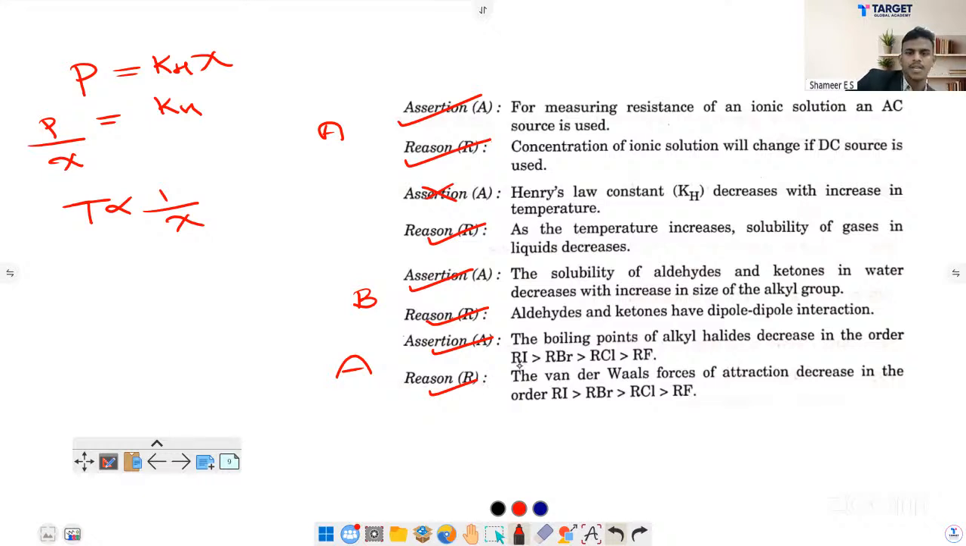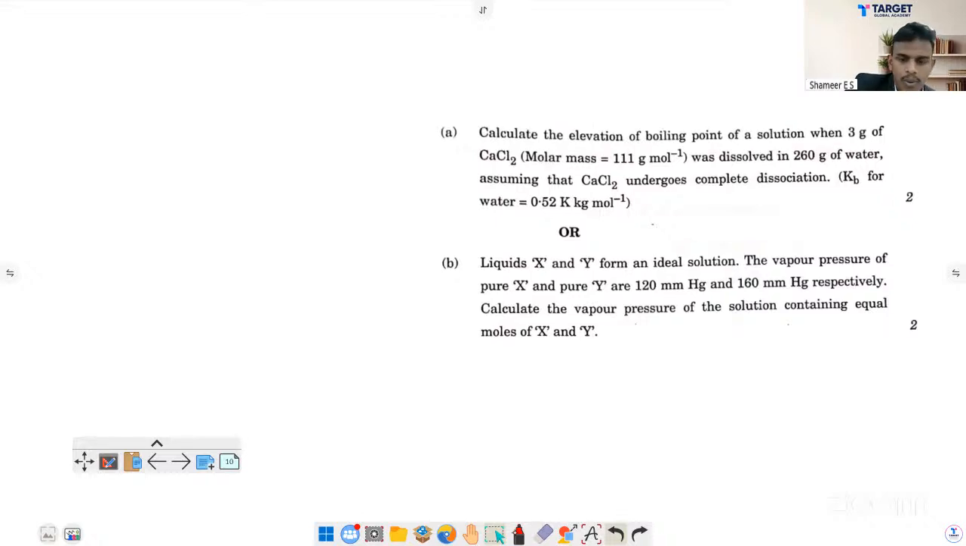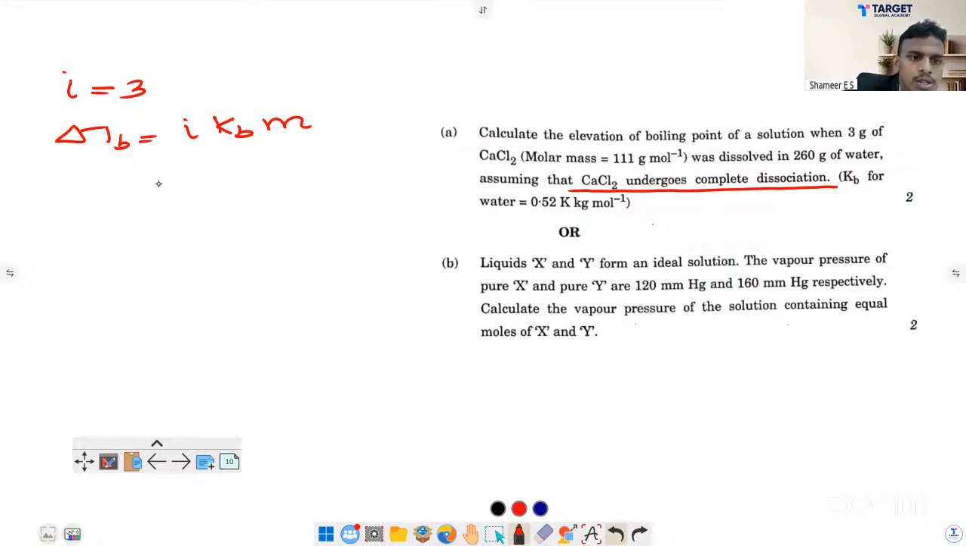Okay. Next question. For problems, they are asking direct ones only. They didn't ask any indirect or difficult ones. So calculate the elevation of boiling point of a solution. 3 gram of calcium chloride, its molar mass is provided, was dissolved into 60 gram of water, assuming that calcium chloride undergoes complete dissociation. Calcium chloride dissociation means i value is 3. Delta Tb is equal to i Kb into m, molality. So the i value is 3 into Kb value, given as 0.52.